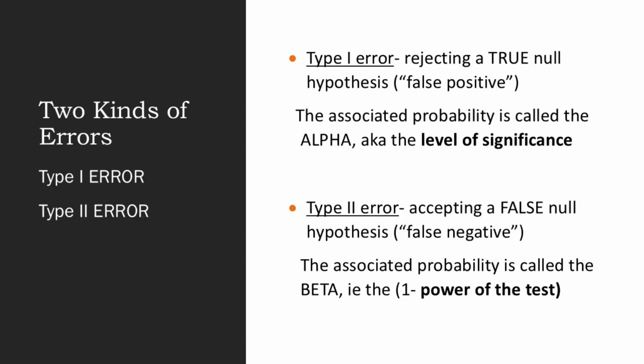Now, there are two kinds of errors that we can make. Type 1 error is rejecting a true null hypothesis, or a false positive. The associated probability is called the alpha, also known as the level of significance. We also have the type 2 error, accepting a false null hypothesis, or a false negative. The associated probability is called the beta, that is 1 minus the power of the test.